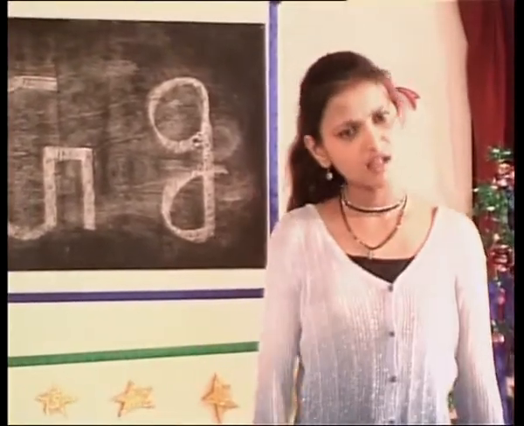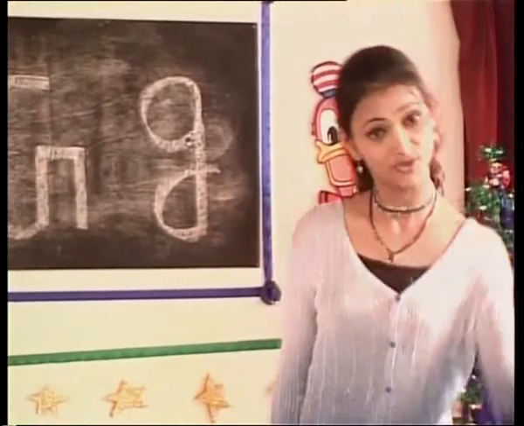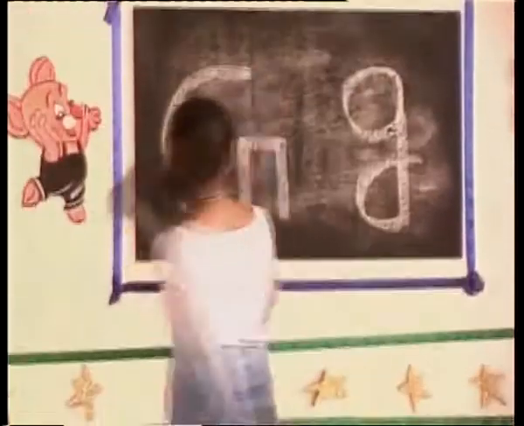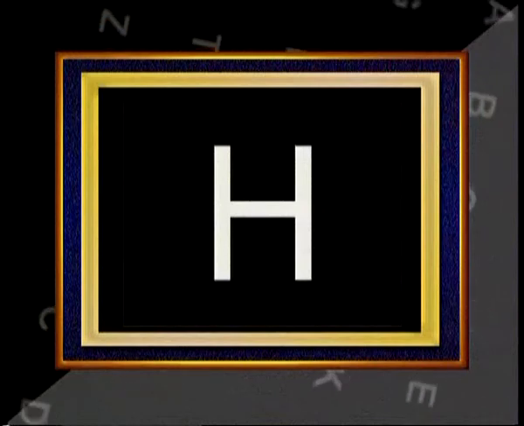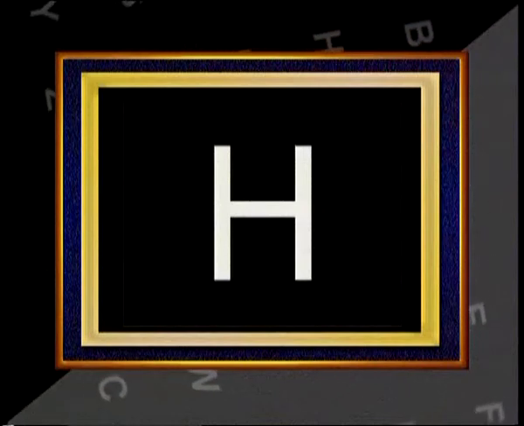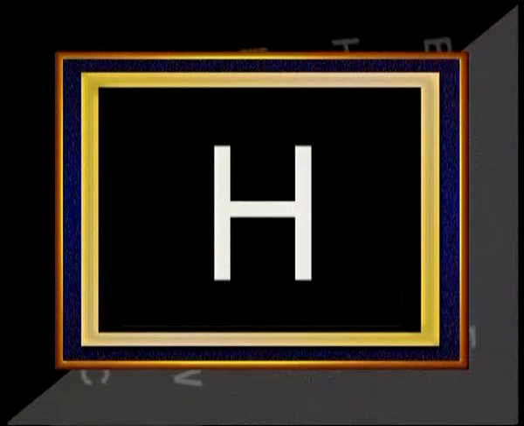Hey kids, let us learn to write H. Here we go. One standing line, a sleeping line, another standing line, this is known as a capital H. Let's write it again. One standing line, a sleeping line, another standing line, and this is known as a capital H.